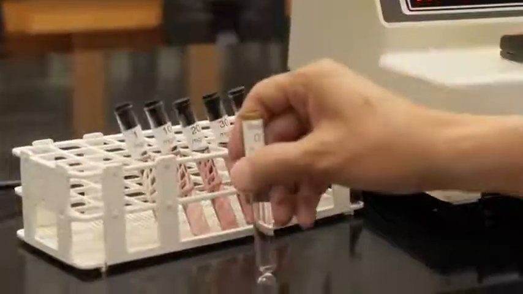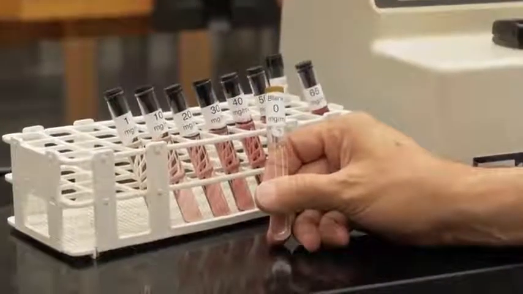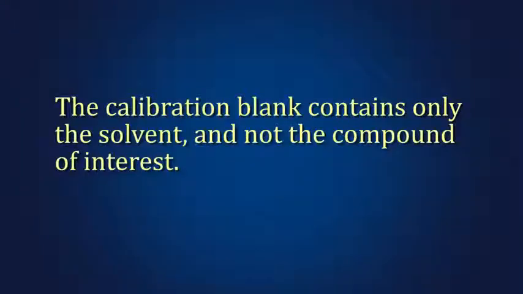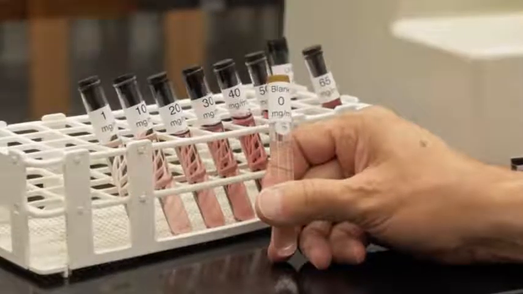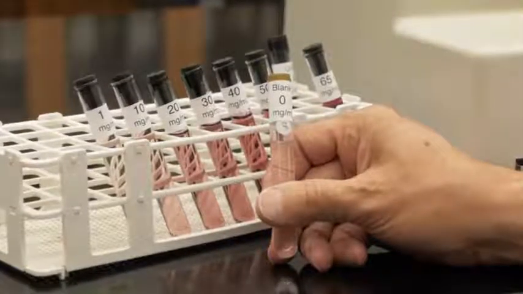Calibration blank is also prepared and is a test tube identical to the sample tube, but the calibration blank contains only the solvent and not the compound of interest. Here the solvent is water, so the calibration blank is a tube of water.